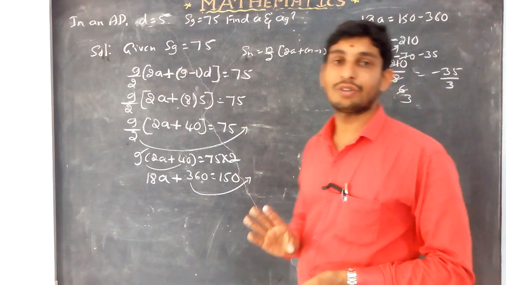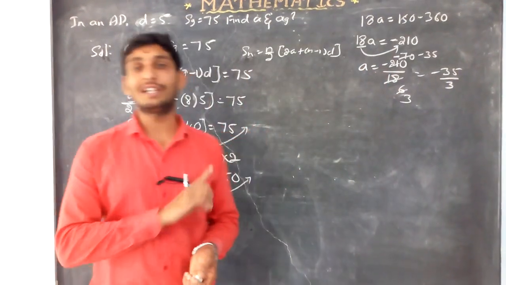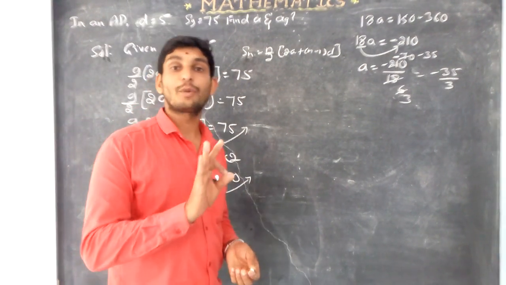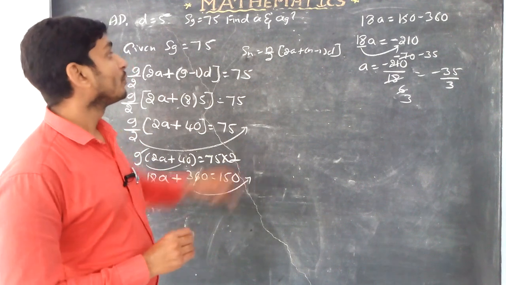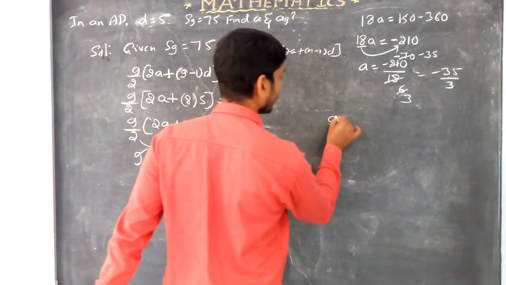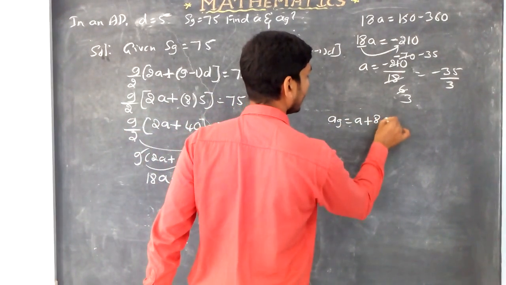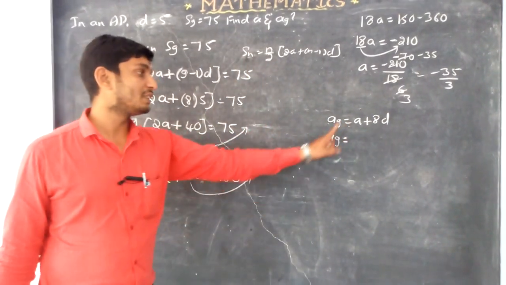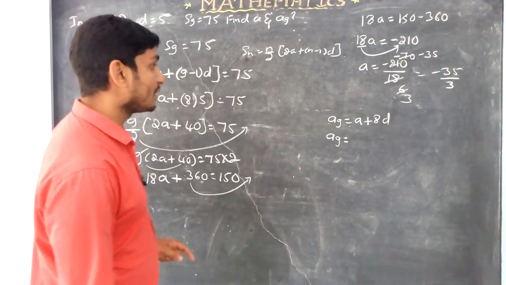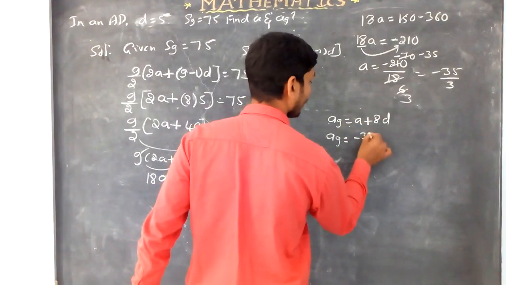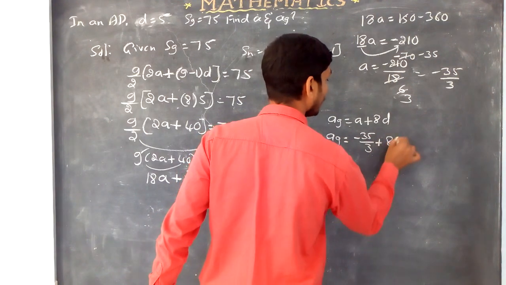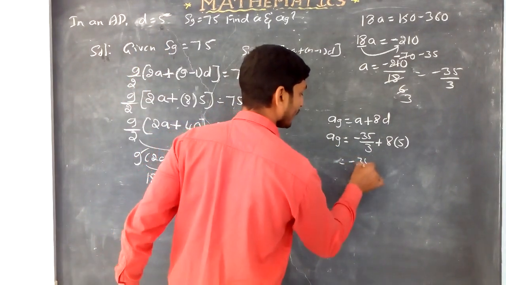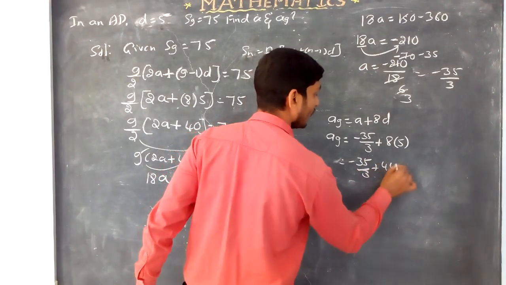It is not that a fraction should not come, but when a fraction comes, one time you should check your answers to see whether there is a mistake. Okay, the problem is not over still. Find a9. What is a9? a9 means a plus 8d, correct? Here a9 means we are finding the 9th term. The 9th term is a plus 8d, that is the formula. a we have got: a is minus 35 by 3, plus 8 into d, which is 5. Now simplify: minus 35 by 3 plus 8 5s are 40.